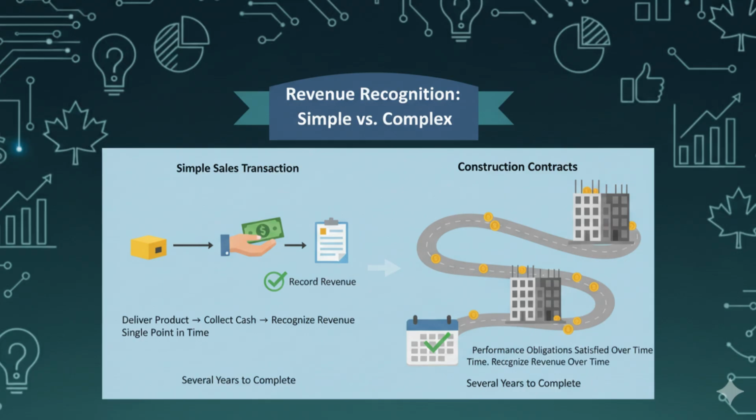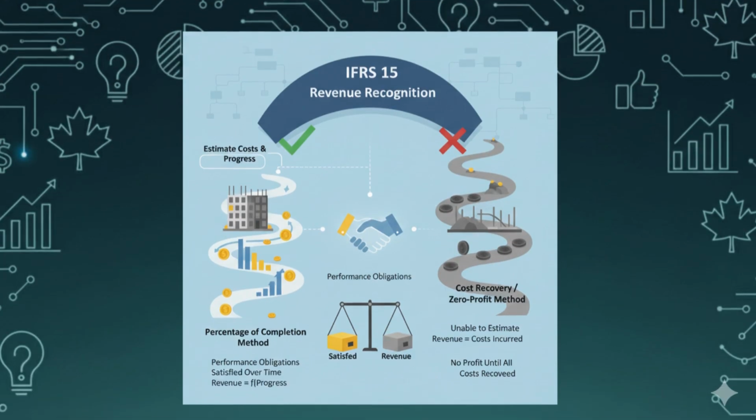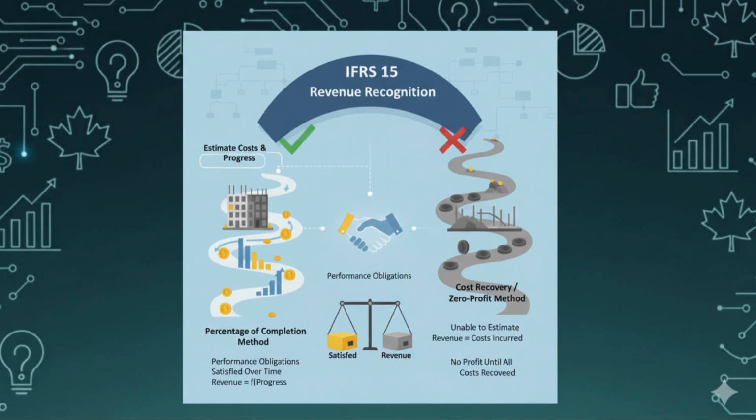Most sales transactions are simple. Deliver the product, collect the cash, record the revenue. But construction contracts are different. They can take several years to complete, and performance obligations are satisfied over time, not at a single point in time. Under IFRS 15, revenue is recognized as performance obligations are satisfied.